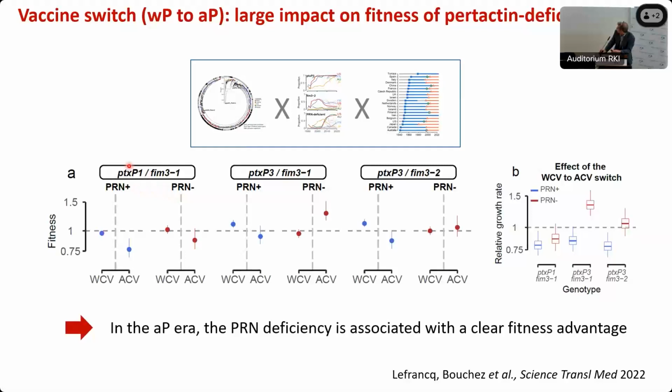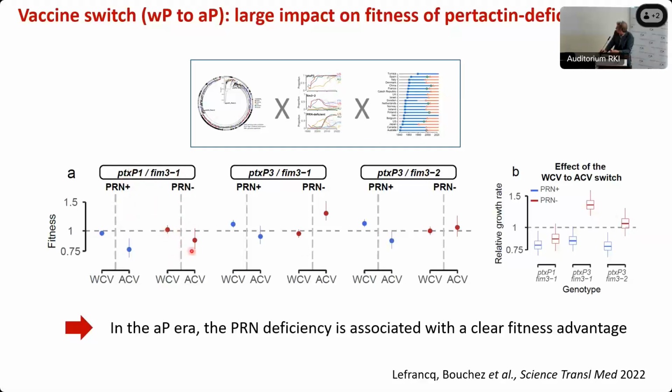So here you see PTXP1, PTXP3, and here PTXP3 FIM3-2. So these are the three main subdivisions of the phylogeny. And for each of them, you have either pertactin positive or pertactin negative isolates. And for each of these, you have the whole cell vaccine era and the acellular vaccine era. And here you see that there are many sharp differences in fitness between the different eras. For example, for the pertactin positives, here you see a drop, here a drop, here a drop. So in the acellular vaccine era, clearly being pertactin positive is a disadvantage, whatever the genotype.